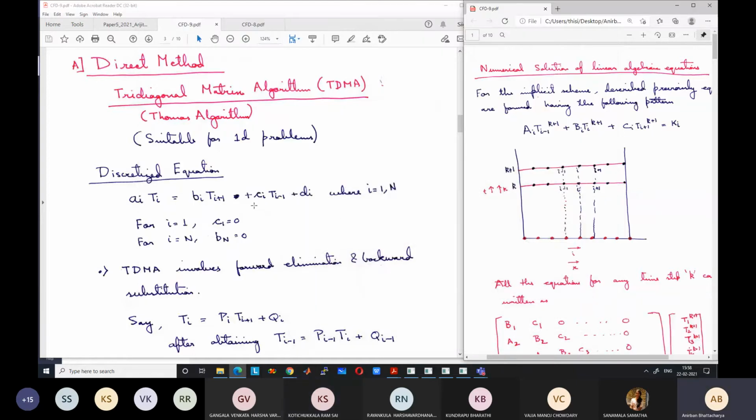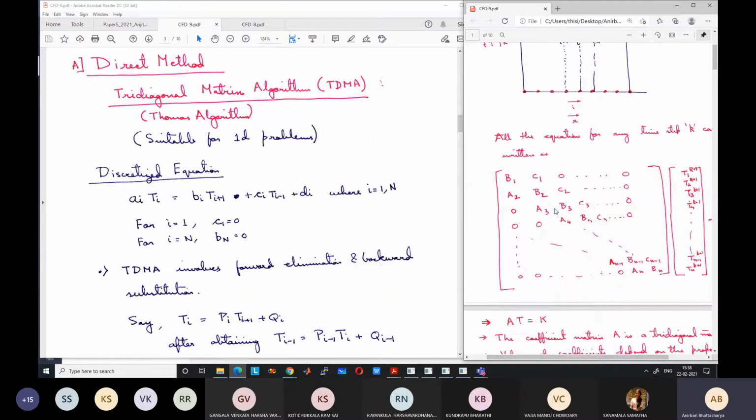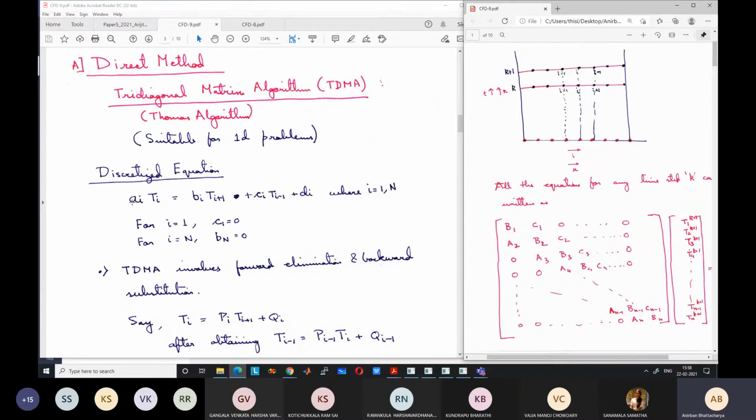So ultimately, we have n equations and n unknowns. We want to solve those n equations. That is our target. The peculiar nature of the equation is that the ith value depends only on the i plus 1 and i minus 1 values, which means the equations are of a tridiagonal nature. Only three diagonals are present. So I can write the equations in this form.